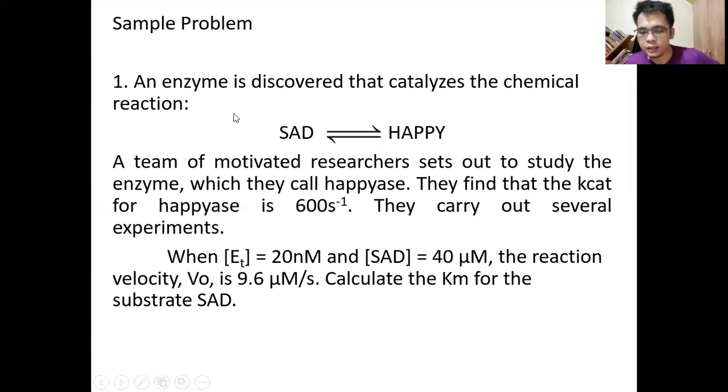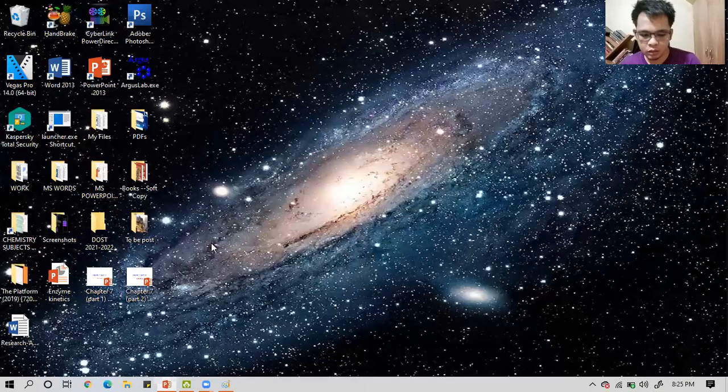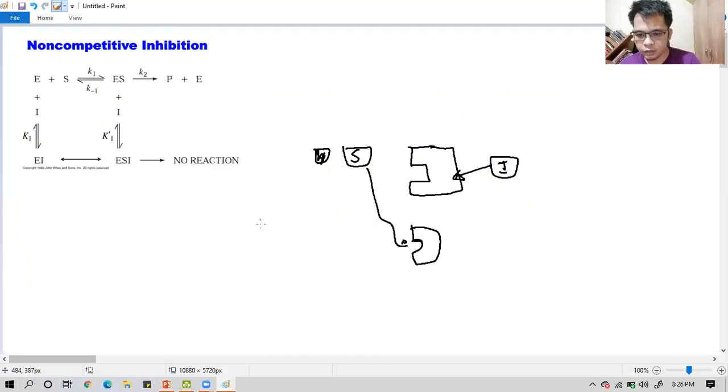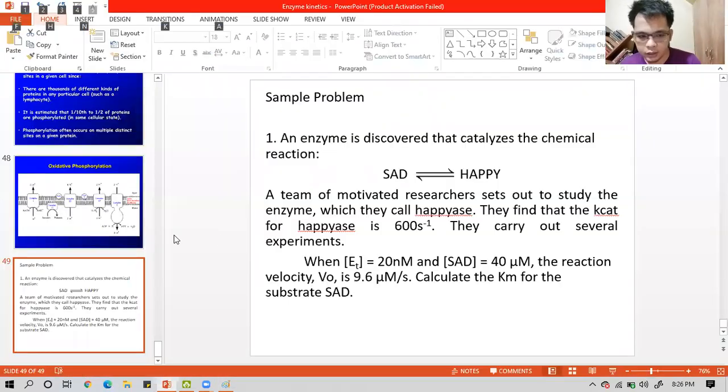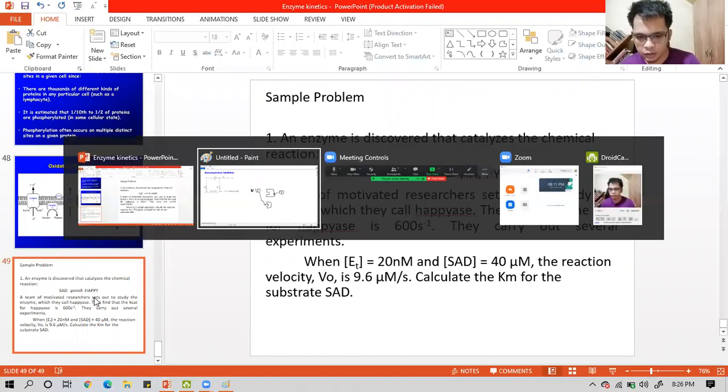So this is the sample problem here. You have to solve this problem using the Michaelis-Menten equation, or we also have another form of the Michaelis-Menten equation here. Let's solve this problem, the catalytic efficiency.